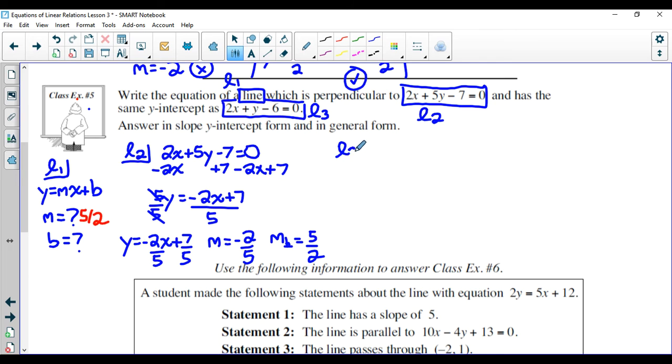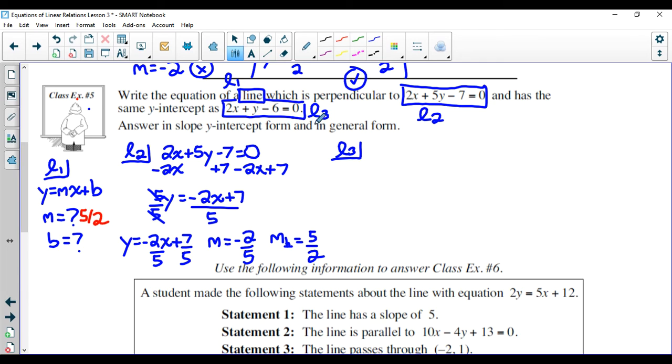Okay, now let's deal with the next line. So that's line 3. Now it tells me my line 1 has a y-intercept that is the same as the y-intercept of this graph. Okay, so let's try to figure out what the y-intercept is going to be equal to. Now, there's 2 ways you could do this.